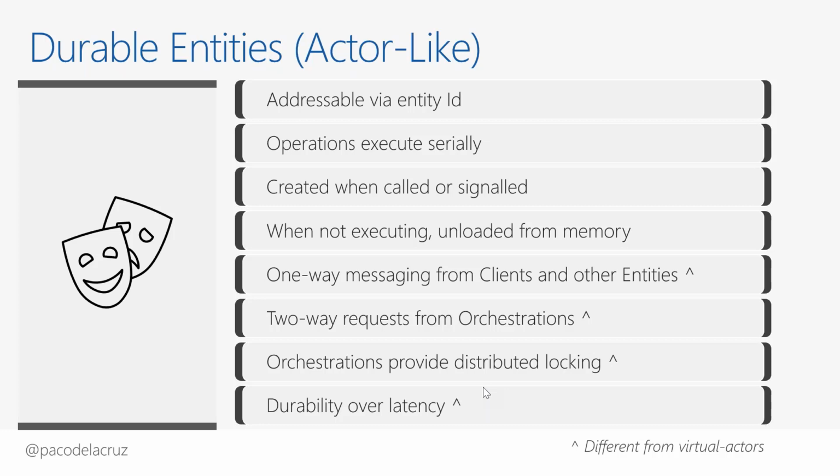Orchestrations also allow two-way requests, so not only signaling, but also expecting a response from the entity. Other entities and clients can only send one-way messages to entities. In this case, it's like a signal.